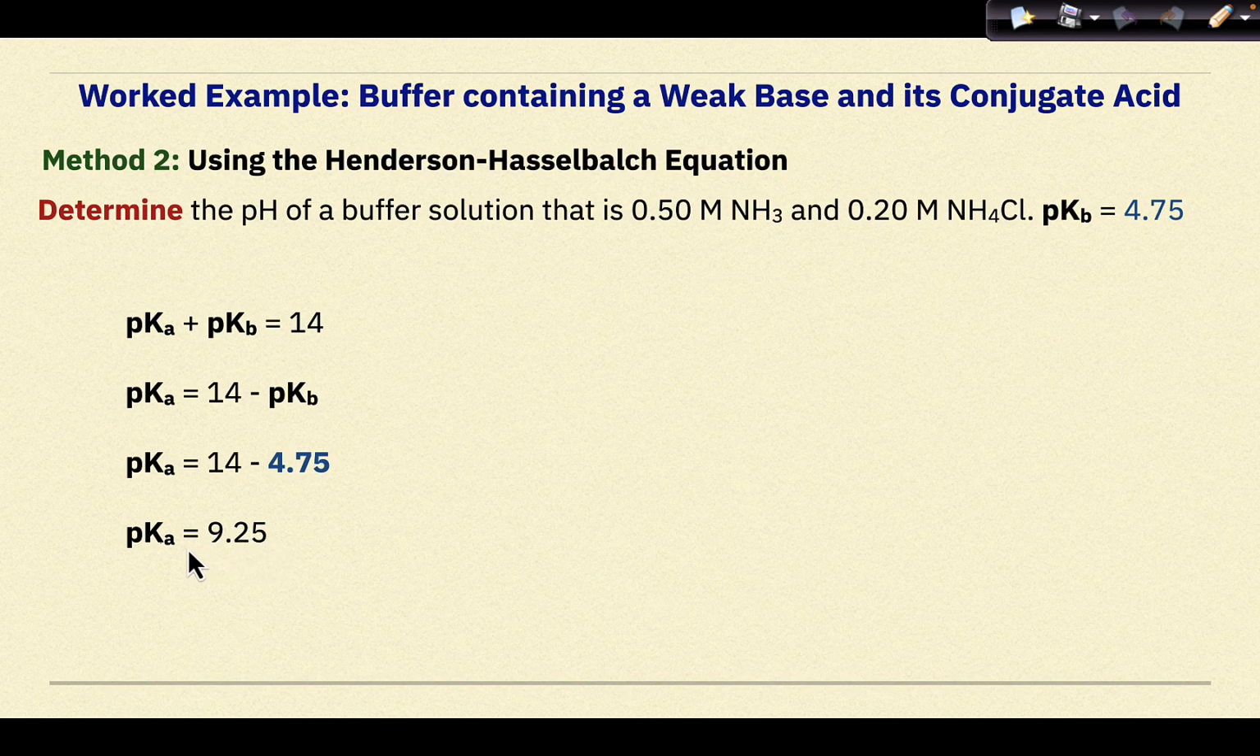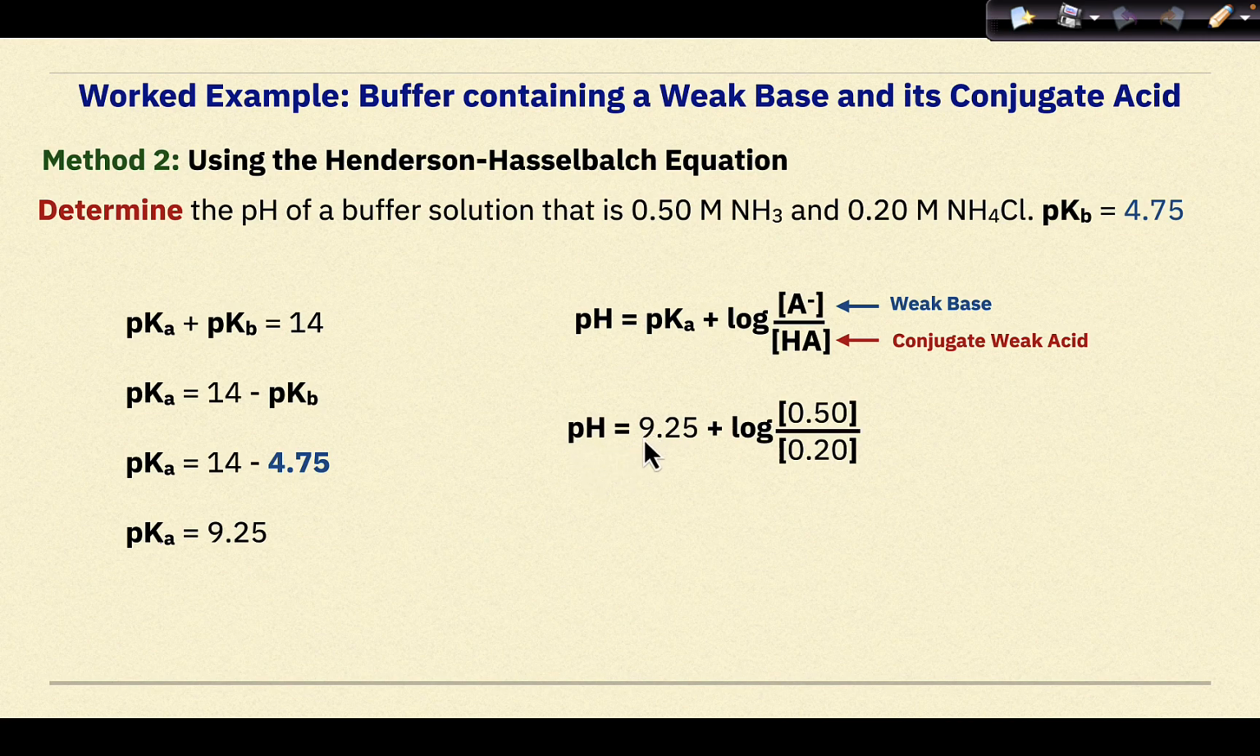Once we have our pKa value, we can use it in the Henderson-Hasselbalch equation. So if we plug in our numbers, pH is equal to 9.25 plus the log of our weak base, which comes from the stimulus, and the concentration of conjugate weak acid, which also comes from the stimulus. Solving for pH, we find the pH is 9.14, which again matches the answer on the previous slide. It's just a different approach to solving for pH.